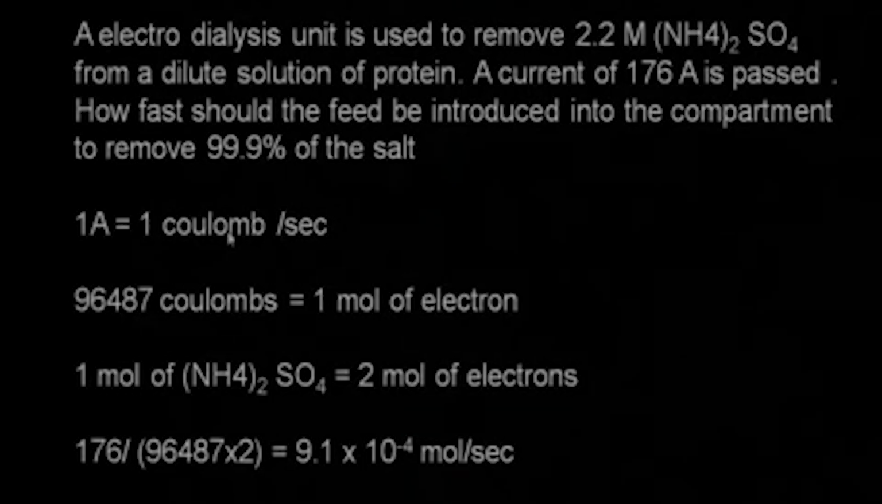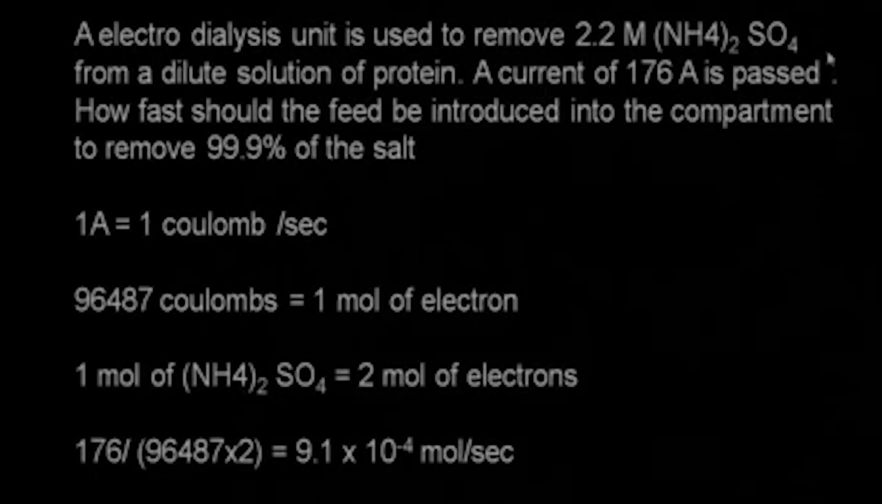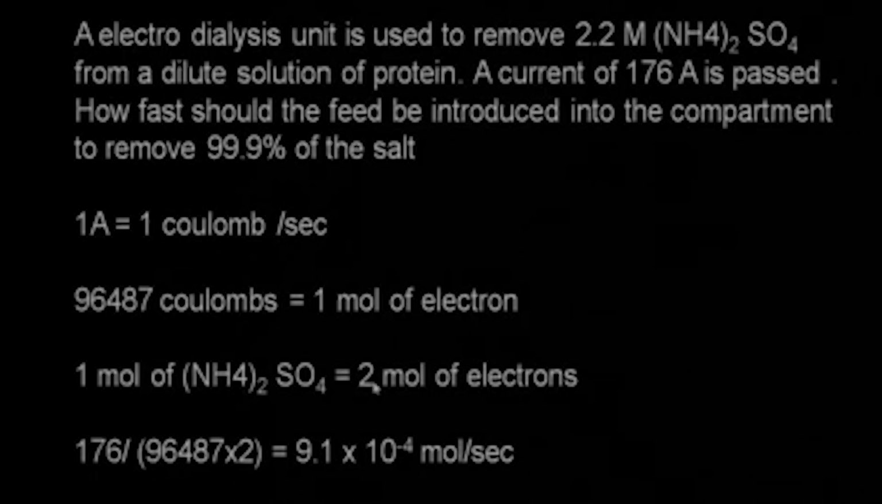So we know 1 amp is equal to 1 coulomb per second, and 96,487 coulombs is 1 mole of electron. If I take 1 mole of ammonium sulphate, there will be 2 moles of electrons, right, because of SO4 double minus. So you will have 2 electrons. All you need to do is substitute them into this, and then you will be able to get the value for Q. Now Q into 0.99 is the amount of salt that we are removing. So from there we will be able to calculate Q, understand.